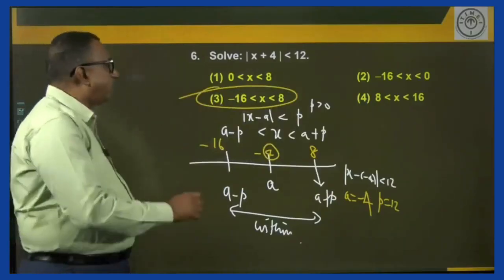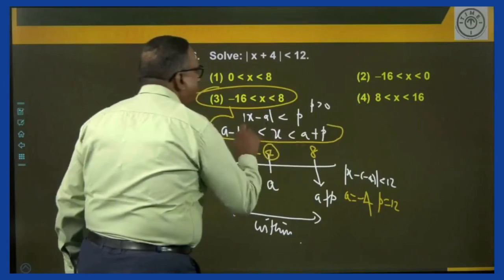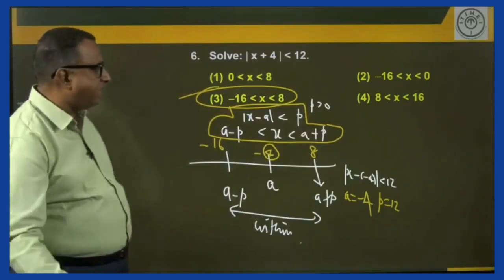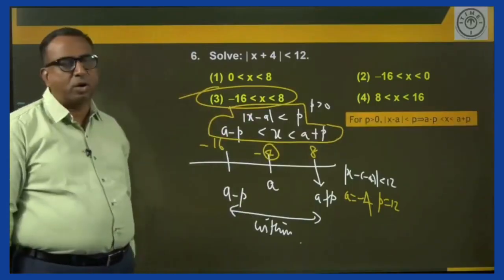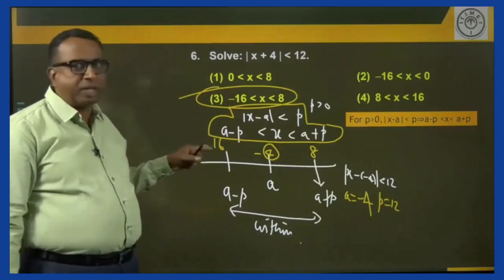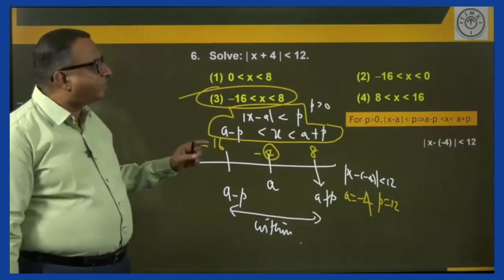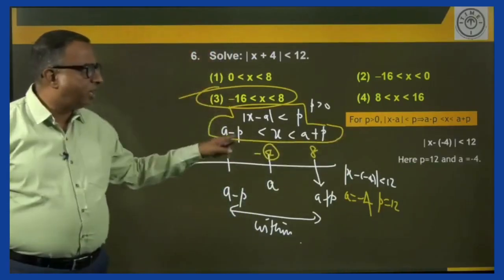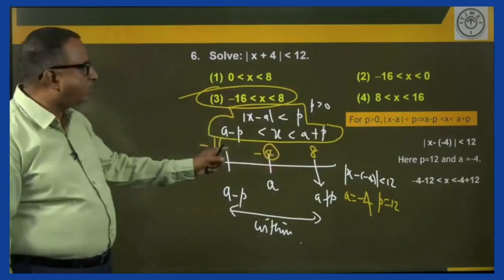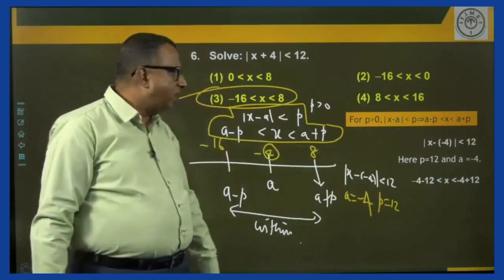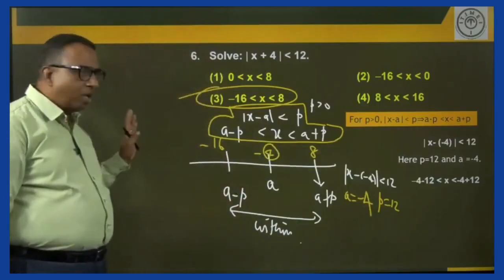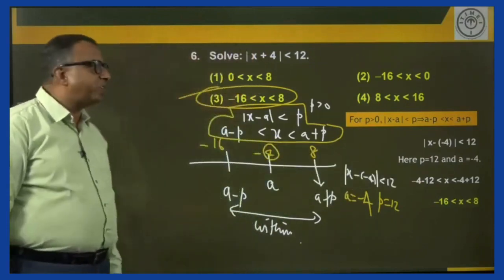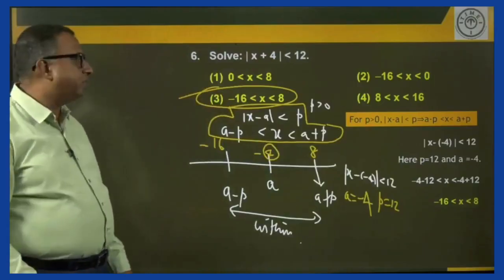So we just have to apply the standard result formula. Mod x minus a less than p, with p greater than 0, means x is lying between a minus p and a plus p. So mod of x minus of minus 4 is less than 12. You are at negative 4. 12 units to the right, you go to minus 4 plus 12. 12 units to the left, you go to minus 4 minus 12. Minus 4 minus 12 is minus 16. Minus 4 plus 12 is 8. So x lies between negative 16 and 8. So choice 3 will be the answer for this.